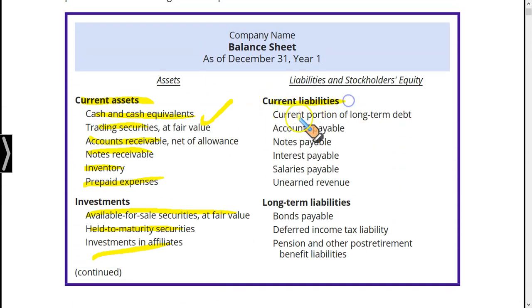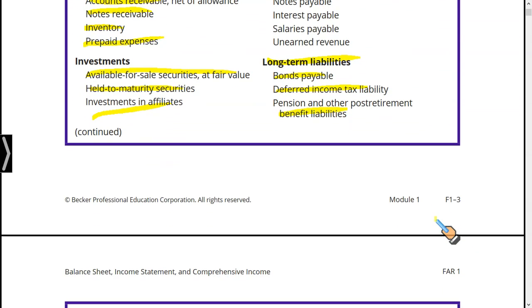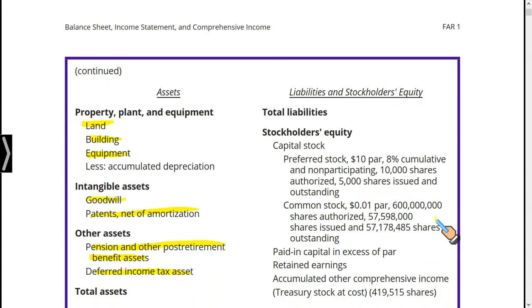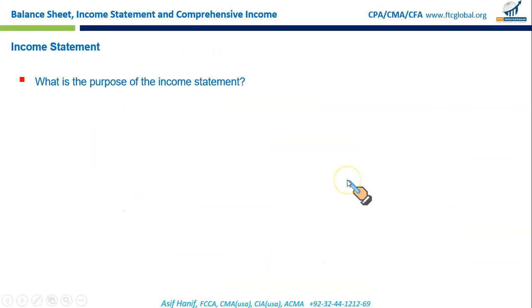In the current liabilities, we have the liabilities which need to be settled within 1 year or the operating cycle, whichever is longer. Long-term liabilities include bonds, deferred tax liabilities, and pension obligations, and then we have stockholders' equity, consisting of preferred and common stock, and some other components of equity. Everything is coming in the subsequent classes.